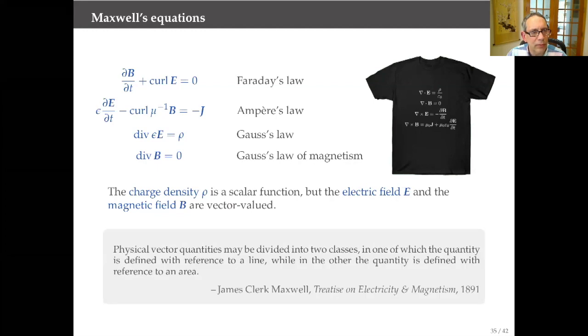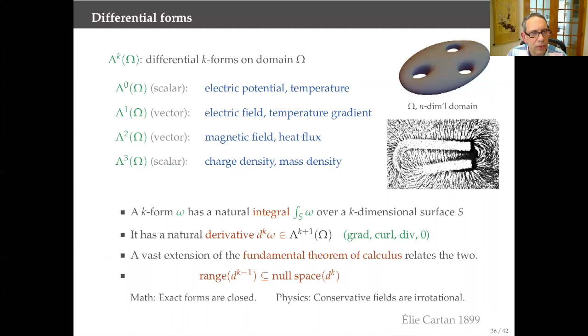And Maxwell himself had the brilliant realization that the vectors that occurred in it, the E and the B, were different kinds of vectors. He wrote, "Physical vector quantities can be divided into two classes, in one of which the quantity is defined with reference to a line, while in the other, the quantity is defined with reference to an area." So that was in 1891. That was made precise in the theory of differential forms developed by Eli Cartan in 1899. And so let me try to explain what a differential form is.